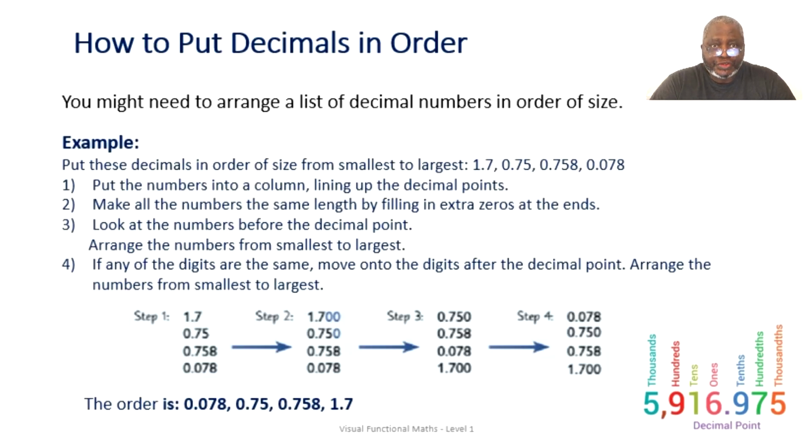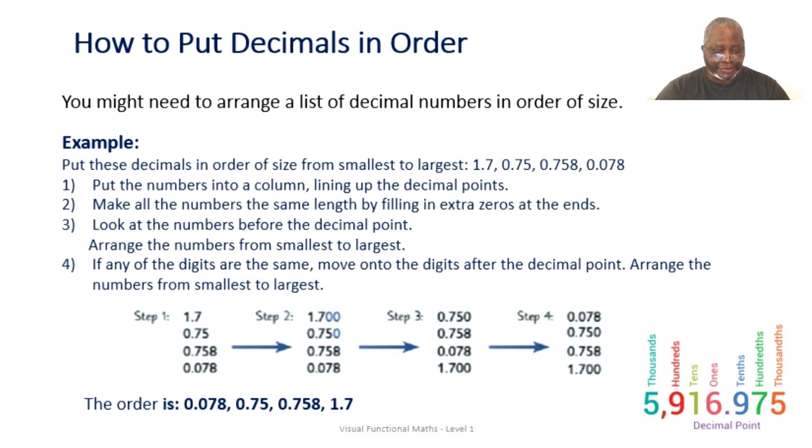Now, once you know these decimals, you'll further understand how we put decimals in order. I'll just explain this example to you briefly. Put these decimals in order of size from smallest to largest: 1.7, 0.75, 0.758, and 0.078.